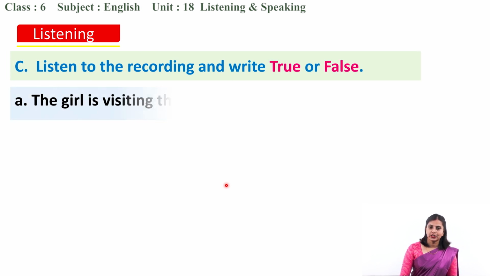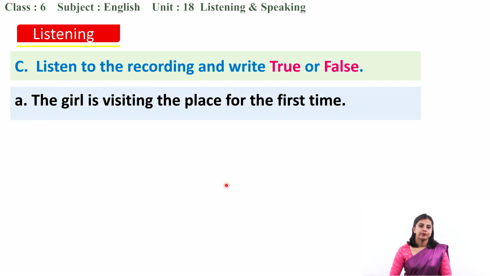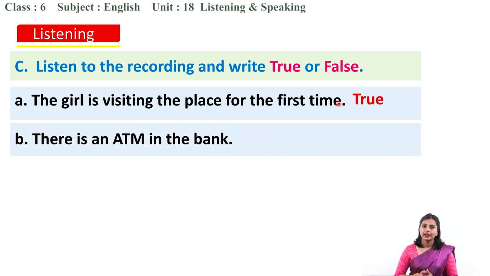Now let's move to the next question. True or false? Okay, the first statement is, the girl is visiting the place for the first time. Is that true? Yes, because the girl says, I'm new here. When are you new to a place? When you're visiting that place for the first time.